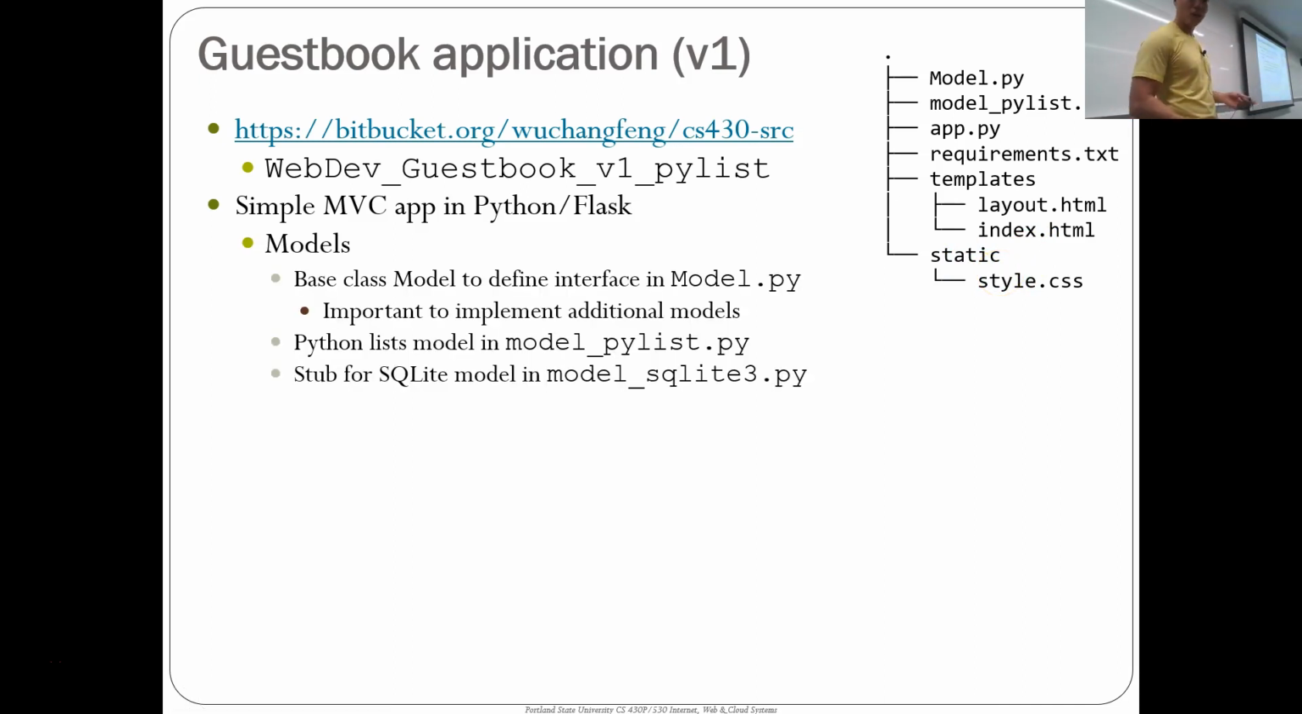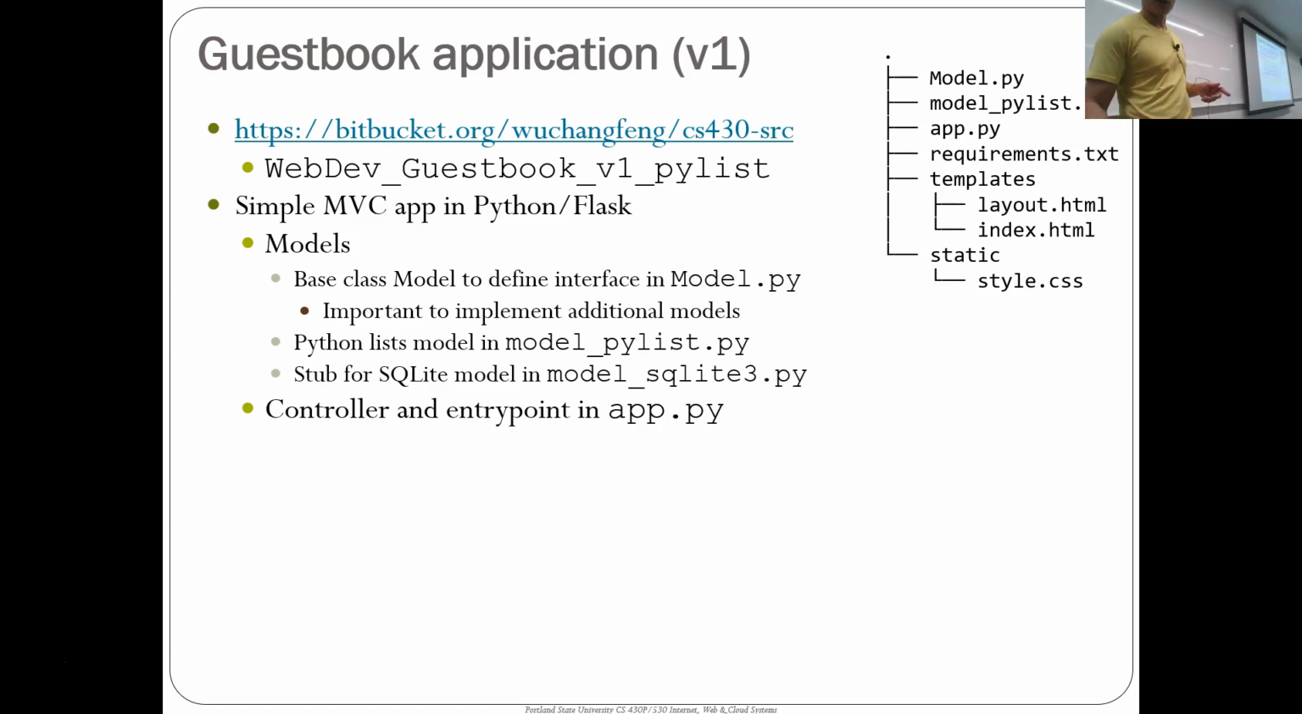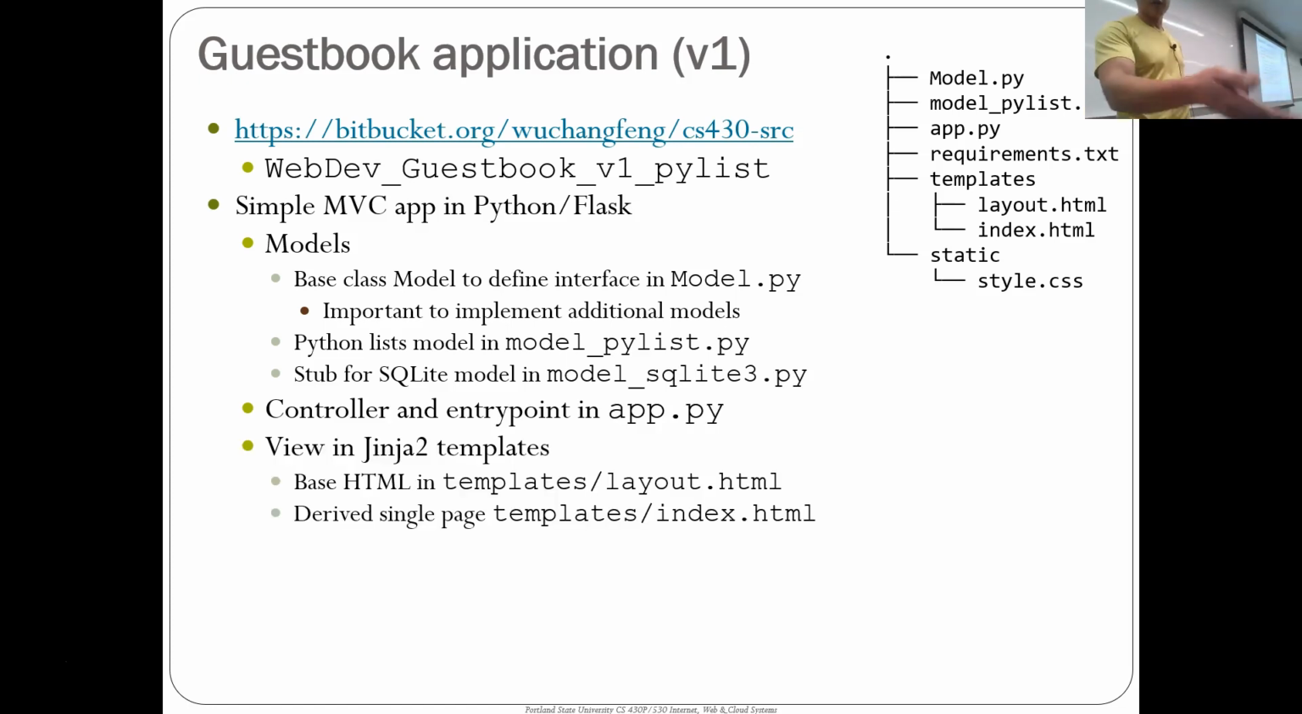Okay, so I just went through this verbally, but that's what this slide says. It's like a base class model, derived class model pylist. There is a stub, so I sort of lied here. There's model underscore SQLite, SQLite 3 there. This is a stub that has the same interface as model pylist, but you're going to implement a SQLite 3 backend for your homework. So you're going to do the SQLite version of this model. The controller is in app.py, and then the view is in the Jinja2 templates in the templates directory.